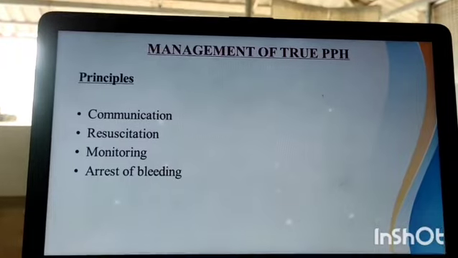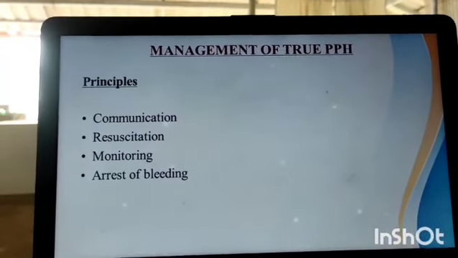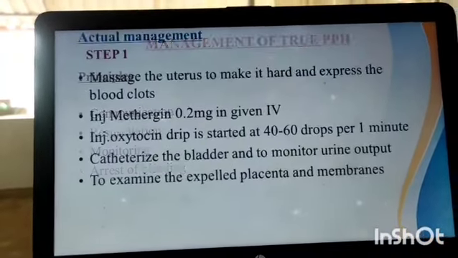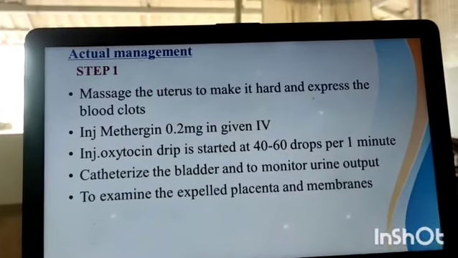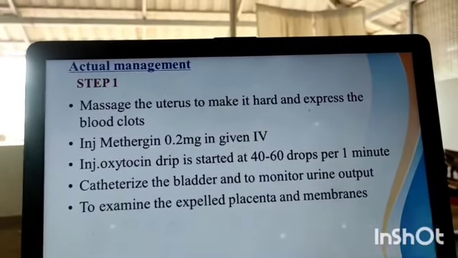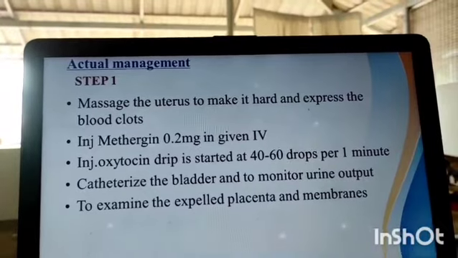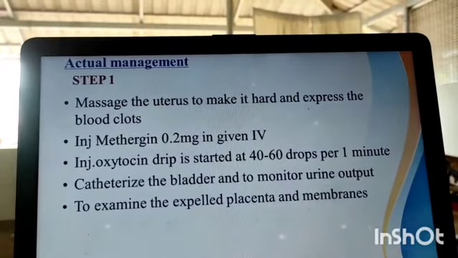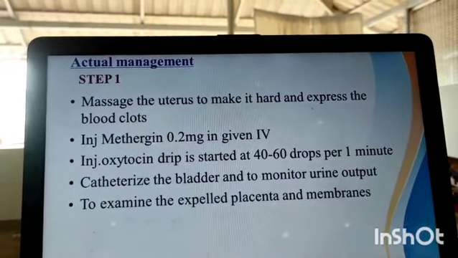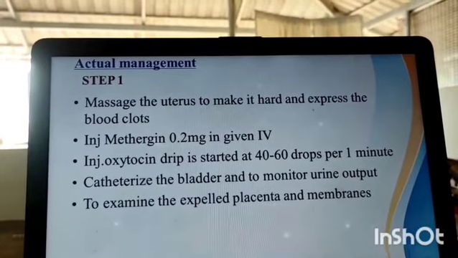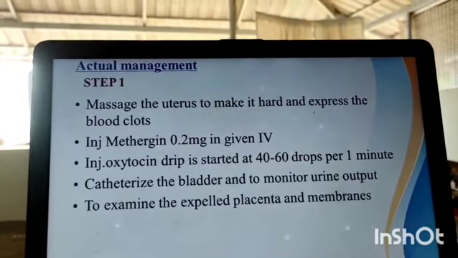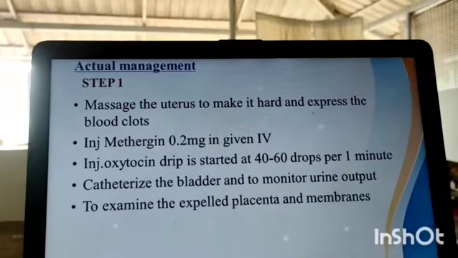Communication, resuscitation, monitoring and arrest of bleeding. This is the management for true postpartum hemorrhage. In this true postpartum hemorrhage, there is actual management. In the first step, massage the uterus to make it hard and expel the blood. If the uterus is soft, we should massage the uterus to make it hard and it should expel the blood clots.